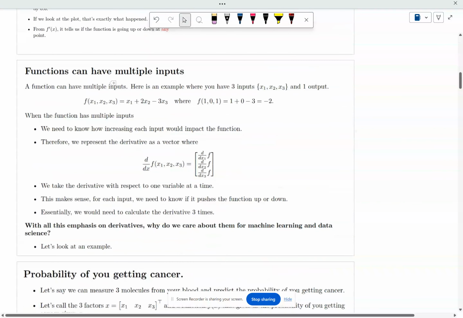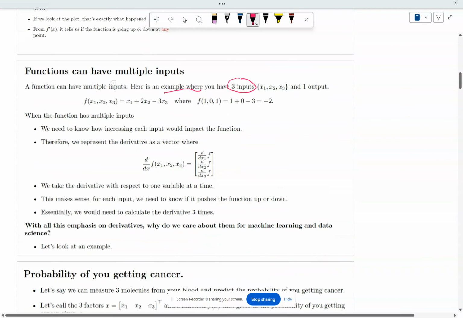Now, functions don't necessarily only have one input. Sometimes you can have multiple inputs. So in this particular example, let's say we have 3 inputs, x1, x2, x3, and it gives one output. So we have to input 3 numbers into the function. For example, let's say we put 1, 0, 1. So this will become -3, 0, 1, which gives us -2. So you see, this is an example where we have 3 inputs.